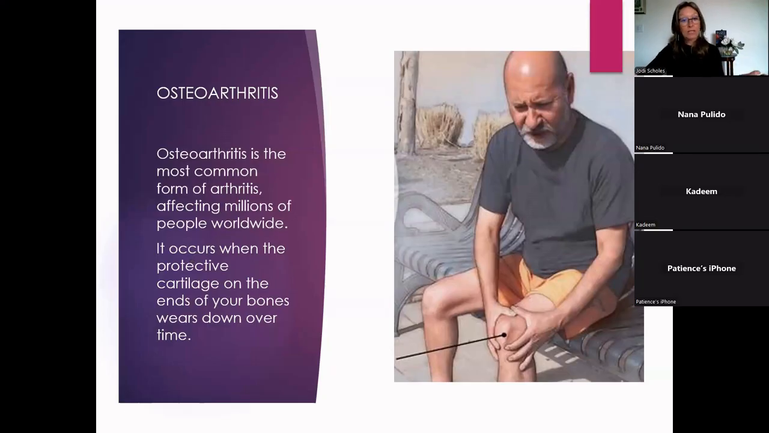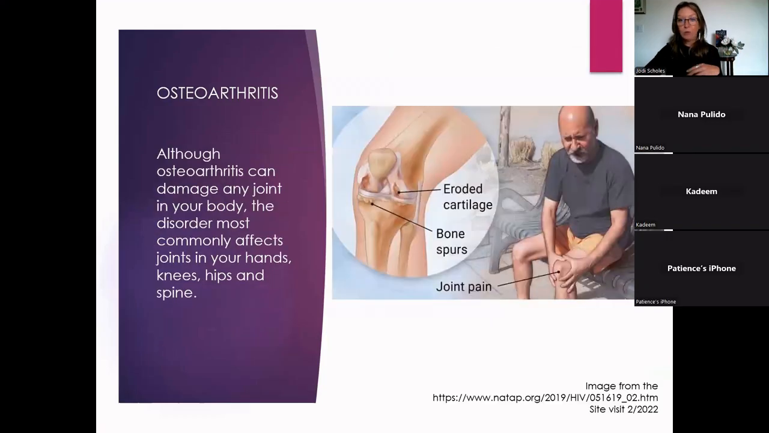So this is what most people are talking about when they say they have arthritis. And this occurs when protective cartilage wears down. We'll see a picture of this. So we're looking at a knee here, but arthritis can occur in any joint. But most commonly, arthritis is affecting the hands, the knees, the hips, sometimes the spine. But this is specifically osteoarthritis.